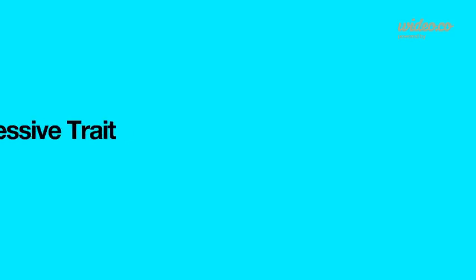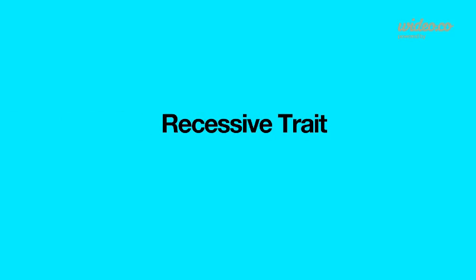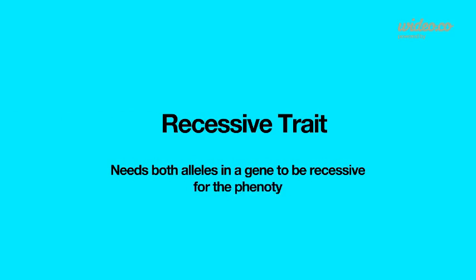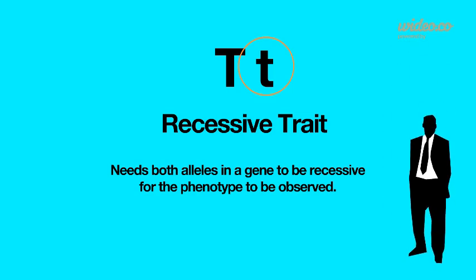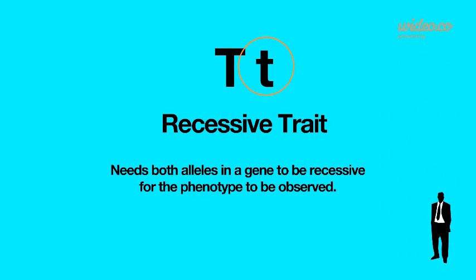The next term is a recessive trait. A recessive trait is one that needs both alleles present in the gene to be recessive for its corresponding phenotype to be observed. A recessive trait is represented by a lowercase letter in the genotype. With our example of height, short is our recessive trait, represented by a lowercase t.